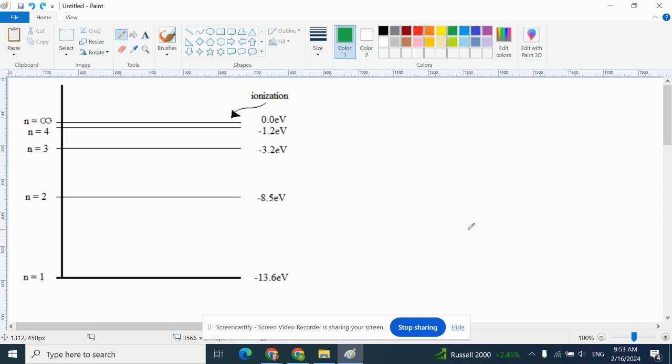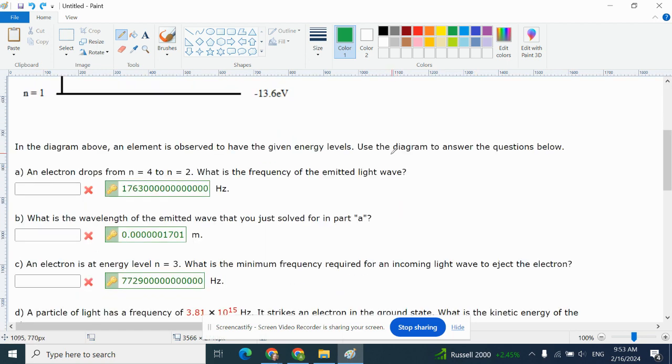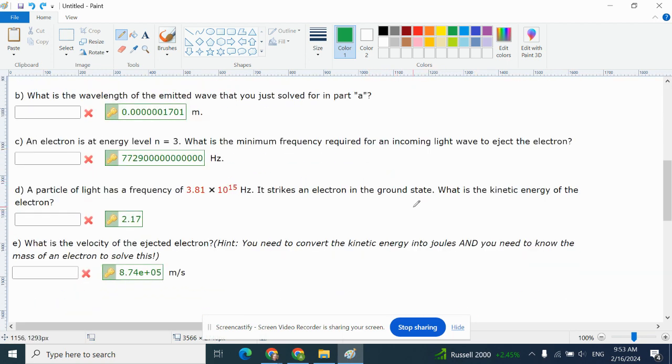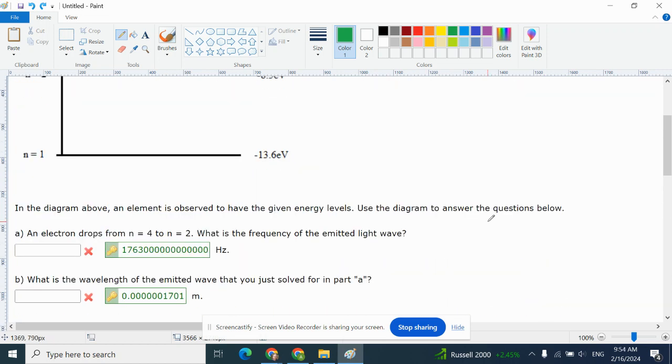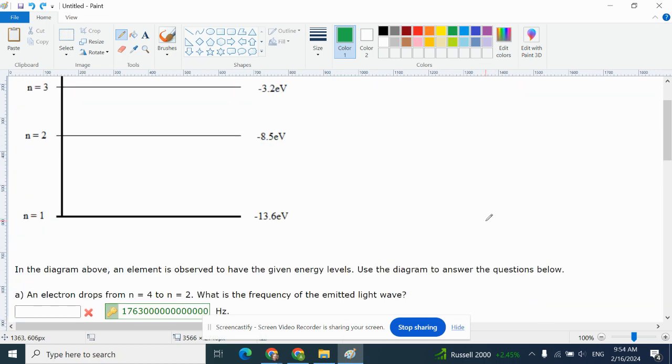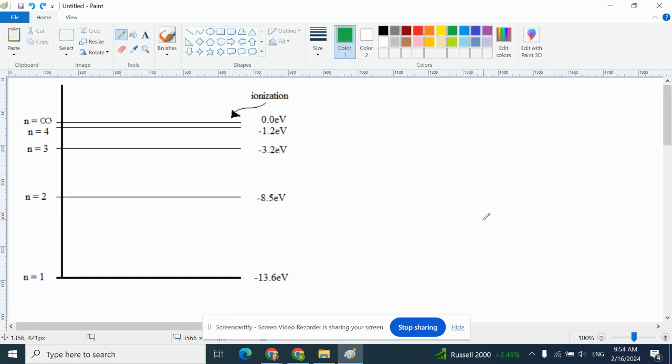This is going to be the solutions for EM4 on the website. You were given an electron energy diagram and then asked 5 questions afterwards. The first question says an electron drops from n equals 4 to n equals 2. What's the frequency of the light?